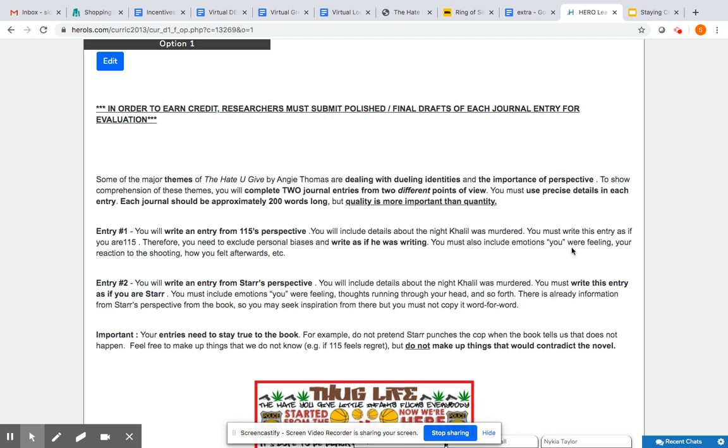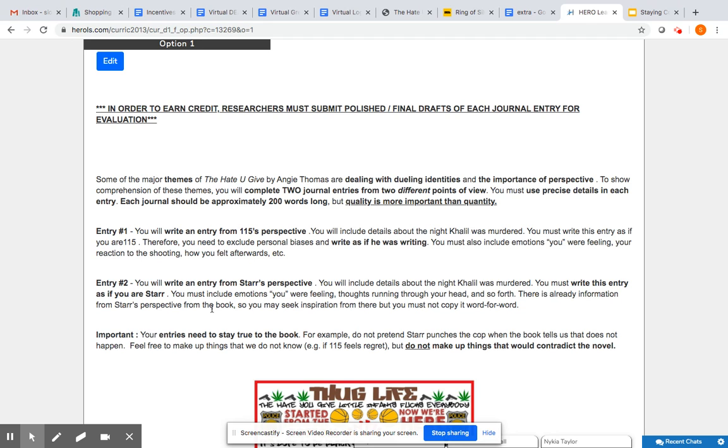You must also include emotions that you, like he, Officer 115, was feeling. The reaction to the shooting, how they felt afterwards. So again, you are writing as the officer and you're describing your side of the story from the night Khalil got killed. Entry number 2, you'll write an entry from Star's perspective.